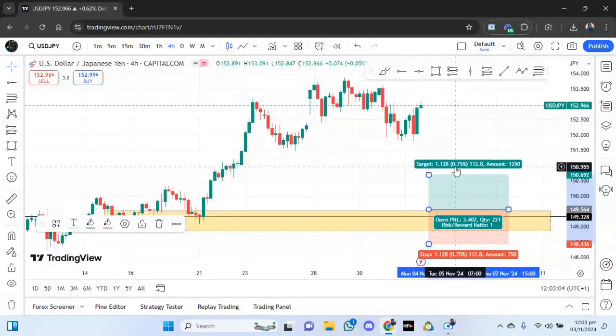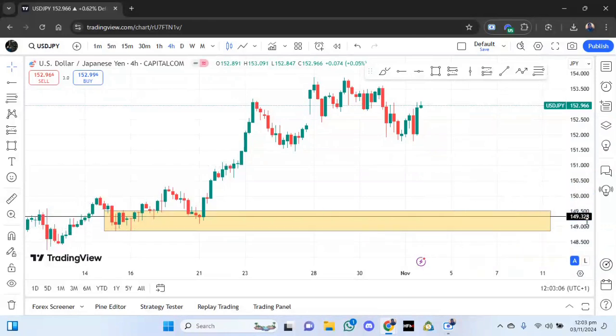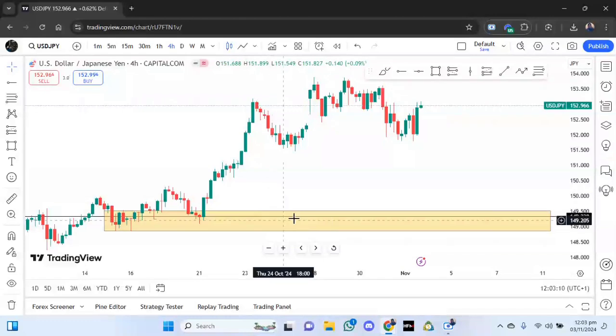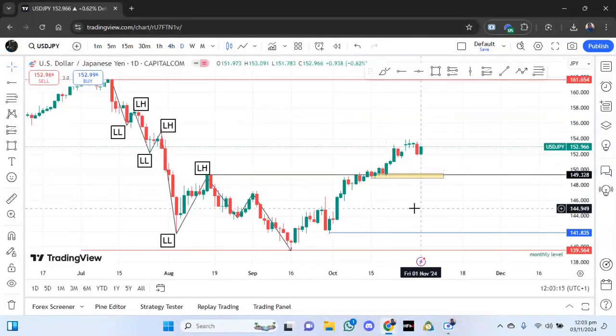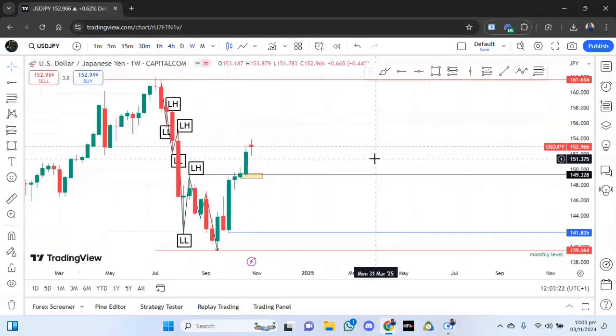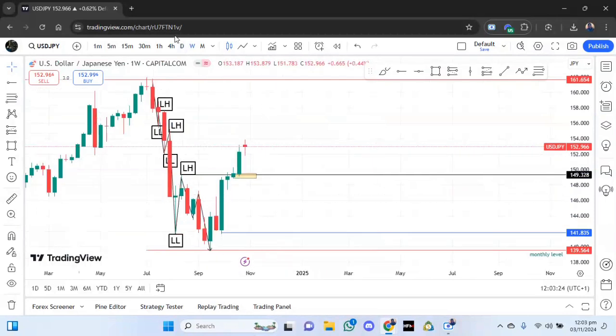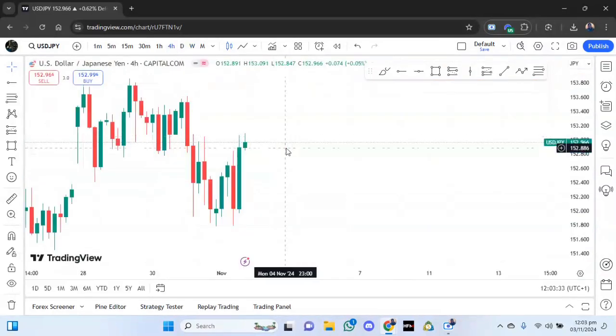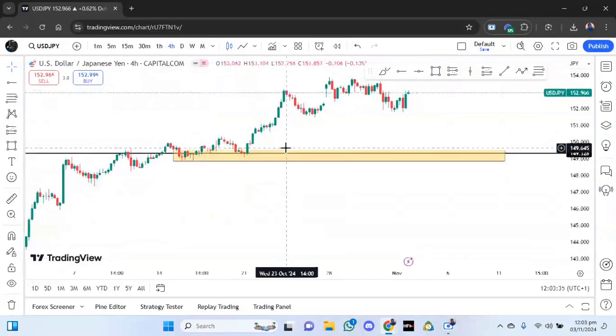So you're not really trading price, because you can see this is 149.328. That is this weekly level we set over here. But if you go to the daily, you can see it's a whole zone you're trading. Let's go to the weekly. It's a whole zone you're trading, okay? So don't just assume that once price hits there, it's a buy or it's a sell, right? It's a zone you're trading. So when price gets there, you need to be patient and watch what is going to happen.